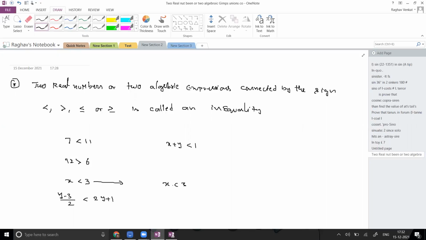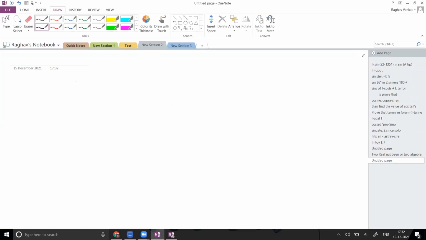We have different kinds of inequalities. Some inequalities connect only constants, for example 7 less than 11, 12 greater than 6. These kinds of inequalities are called numerical inequalities. An inequality which contains only constants is called a numerical inequality.